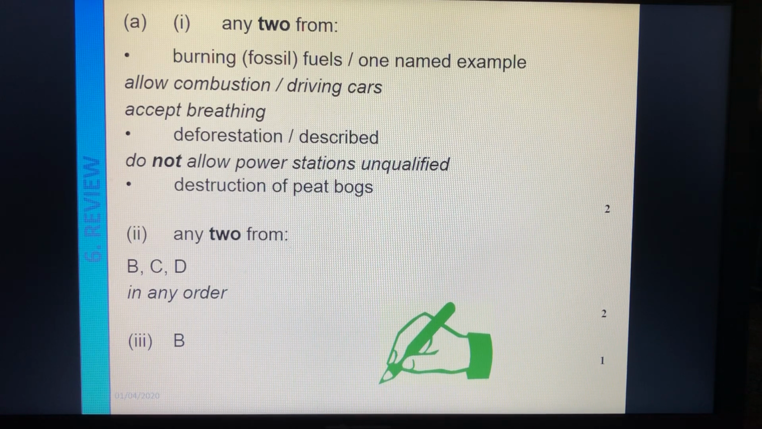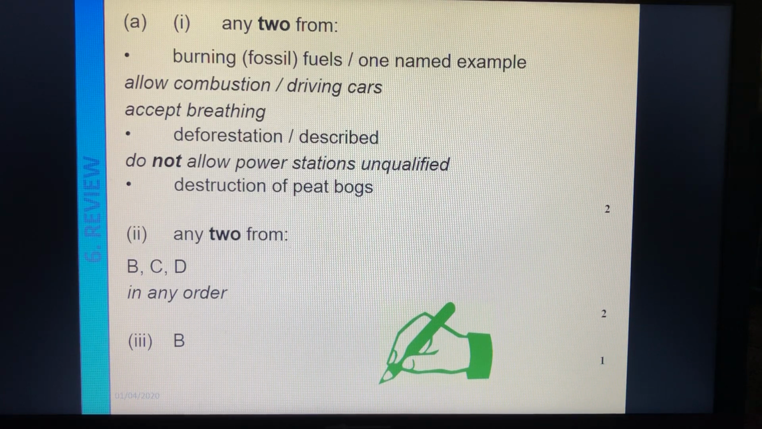we've got burning of fossil fuels, or you could name a fossil fuel like coal, oil or natural gas, combustion, driving cars, you could say, because they've said breathing there, you could say population increase, you could say deforestation, so the cutting down of trees, therefore there's less taking the carbon dioxide out of the atmosphere.